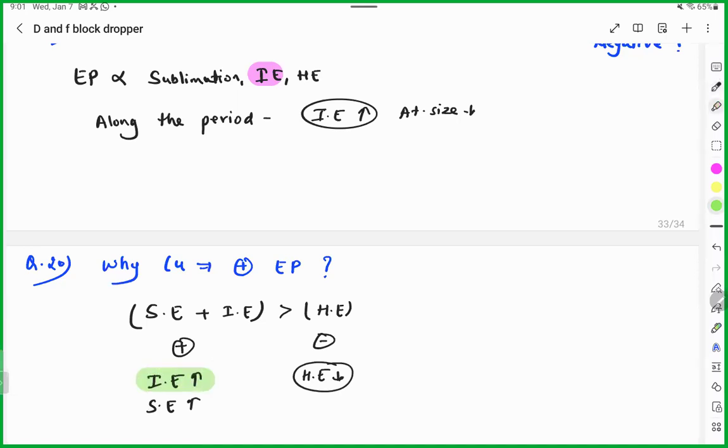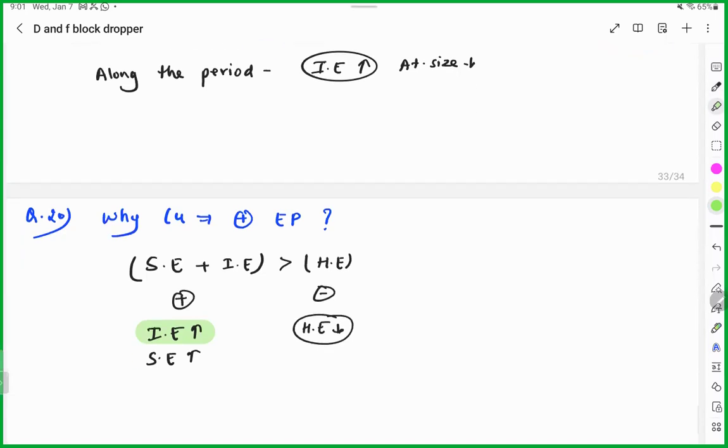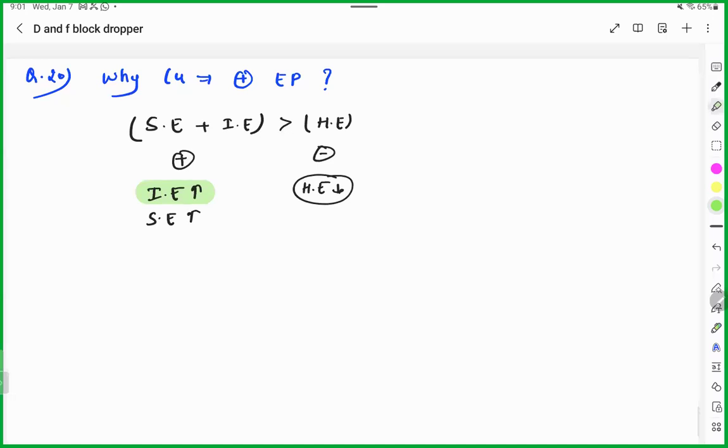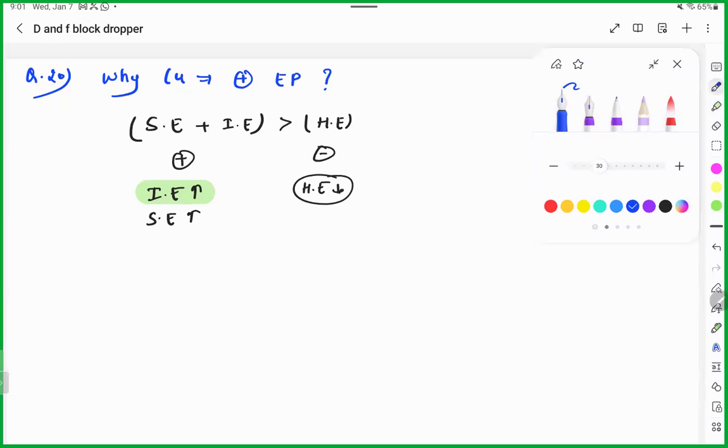Same like you can correlate size with the shielding effect and nuclear charge. Same here. Positive value, ionization enthalpy more. Negative value, hydration enthalpy more. As simple as that. Let's do one more question. Samarth, why is the electrode potential of manganese and zinc more negative than expected?